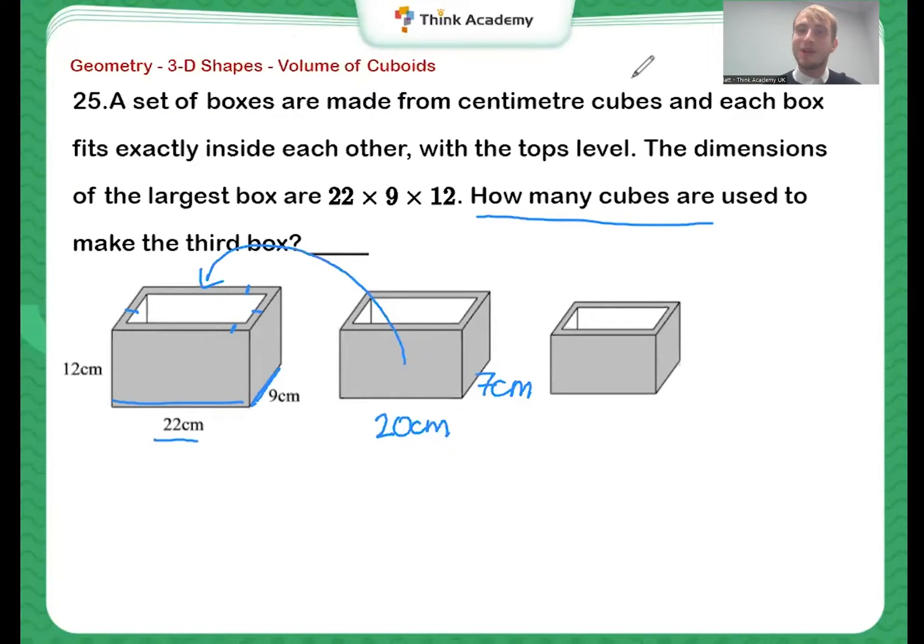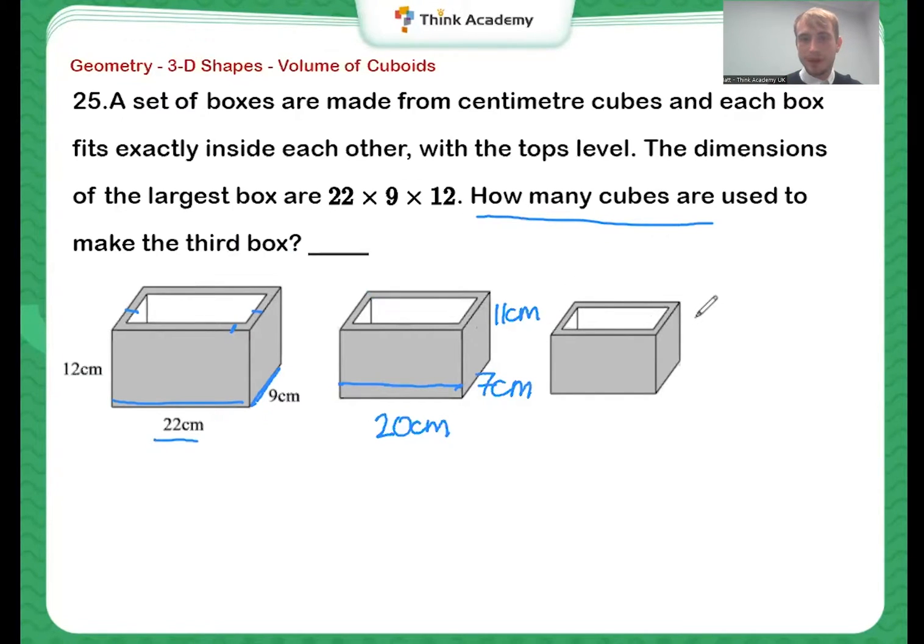Now, the height is where it gets slightly more interesting, because we're not going to take off 2 for the height, okay, because the tops are completely level. So if you imagine taking this smaller box out of the big box, you lose this 1 centimeter gap at the bottom, which makes the bottom of the container. And so that height is not going to be 12 centimeters, it's going to be 11 centimeters. So that's the idea for how the dimensions work.